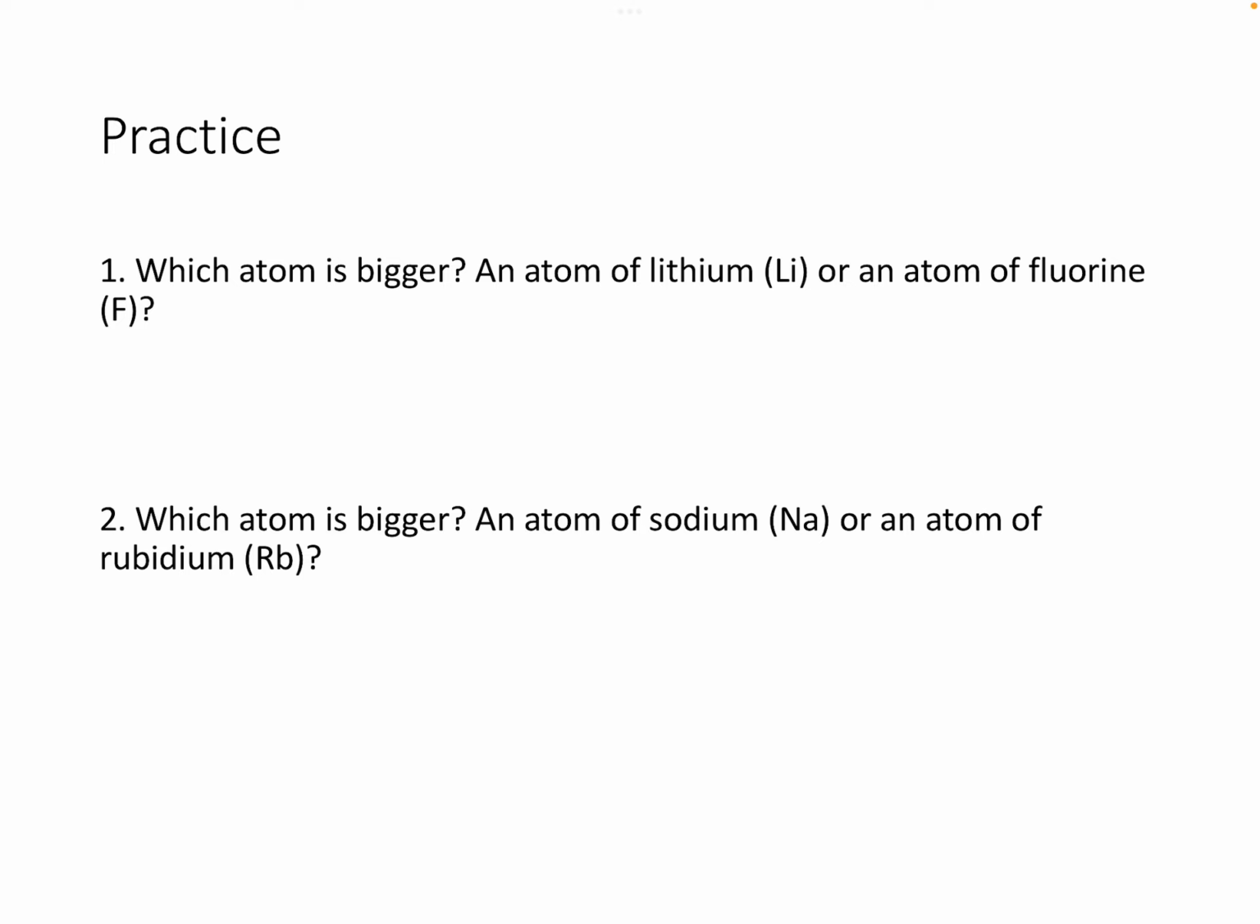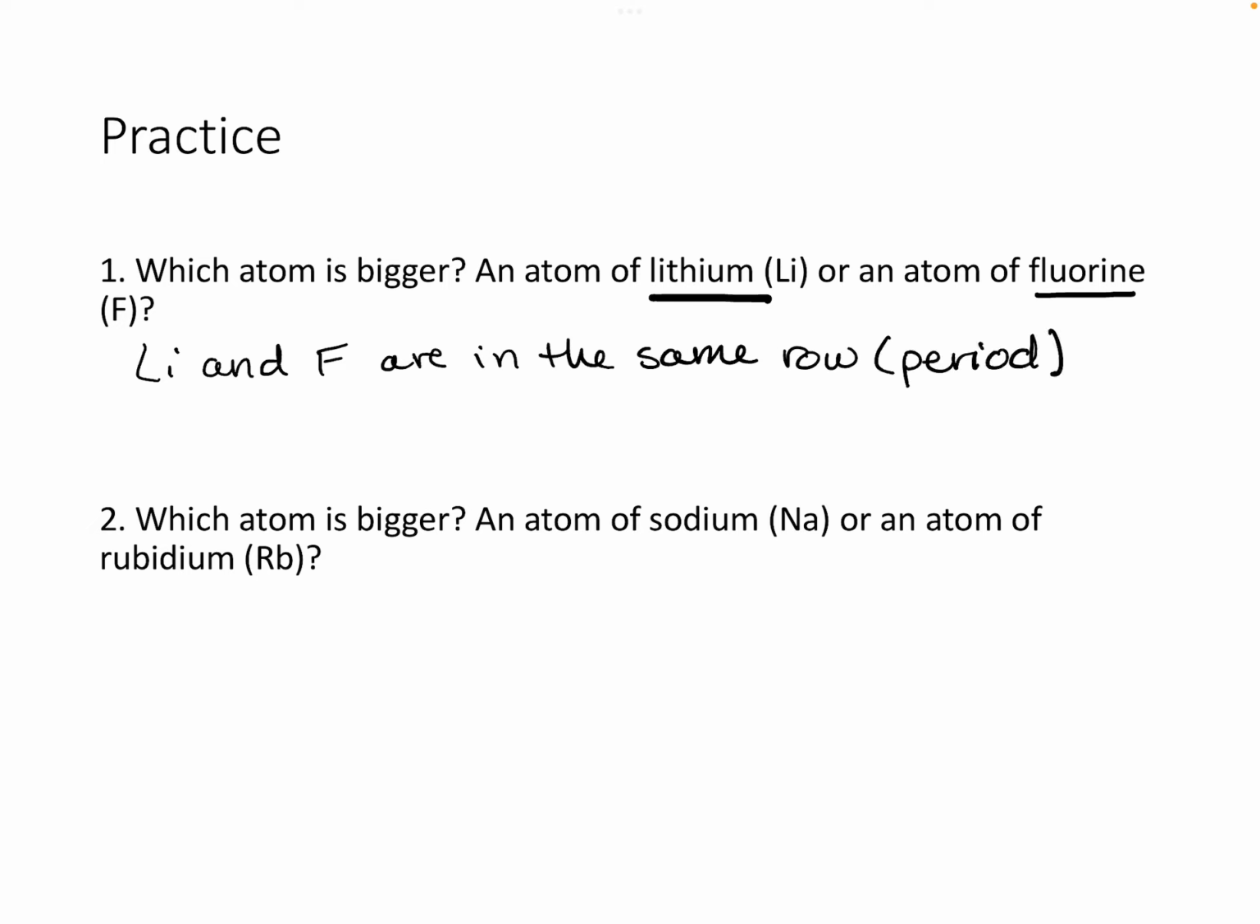All right, let's compare lithium and fluorine. So are they in the same row or the same column? The same row or period, right? So lithium and fluorine are in the same row, which is also called a period. So that means we want to look at the number of protons, right? So lithium has 3 protons. Fluorine has how many?